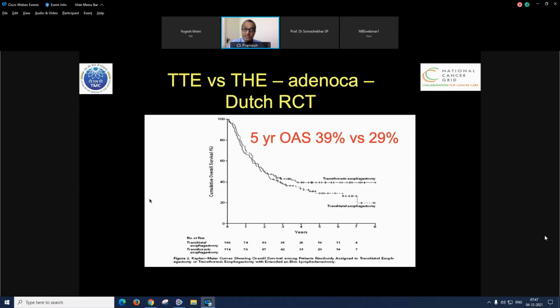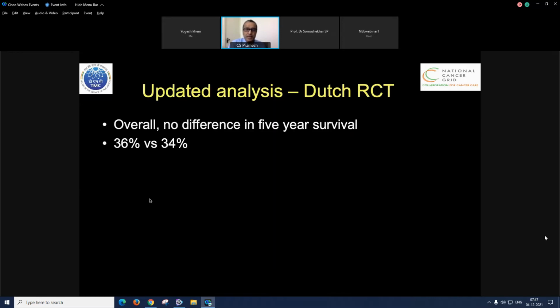The original publication showed a 10% difference in overall survival, which, however, didn't reach statistical significance because the number of patients was low. It only had 220 patients overall in the study, just over 100 patients in each arm. But it showed a 10% difference in overall survival between a transthoracic and a transhiatal, favoring the transthoracic group. There was an updated meta-analysis of the Dutch randomized trial, with more long-term results, and this showed no difference in 5-year survival. So 36% versus 34%.